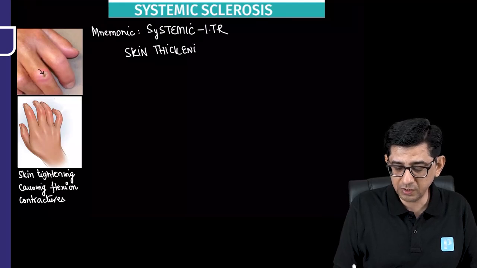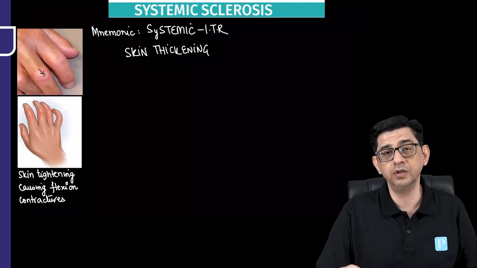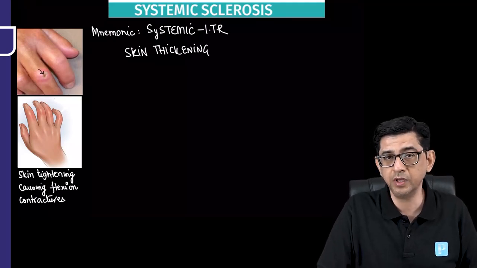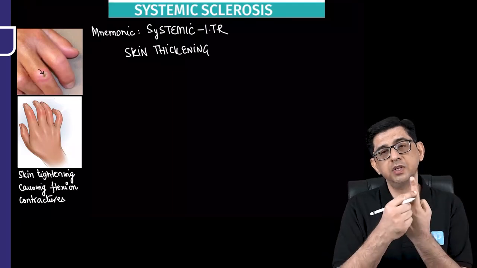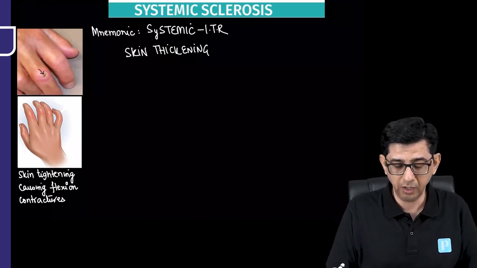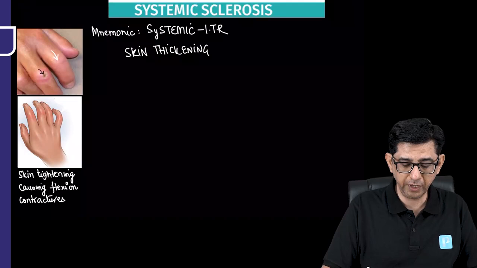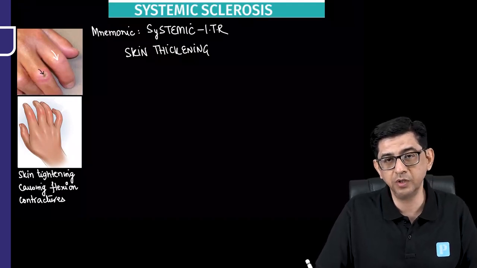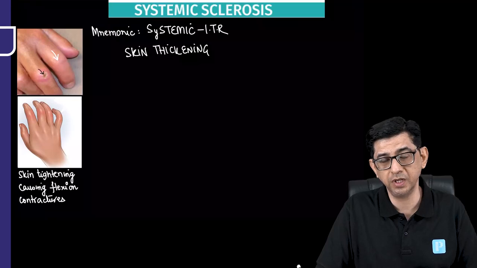In fact, because of this skin tightening and skin thickening, one of the early manifestations that would develop would be loss of transverse creases. Like we all have these creases present on our interphalangeal joints. If you look at the first image where I'm putting the white arrow, you will notice that in this person, there is a complete loss of the transverse skin creases.